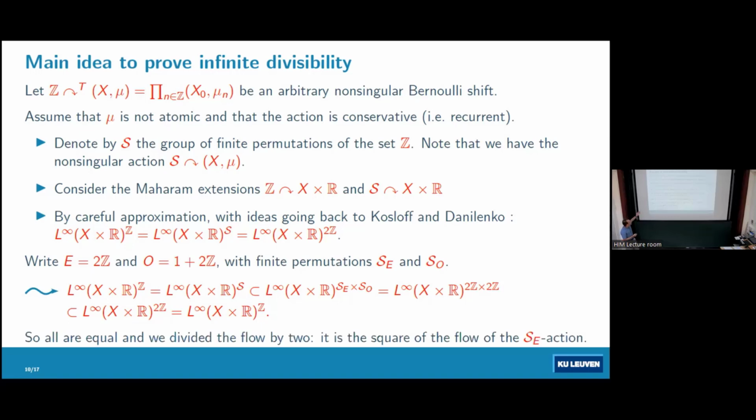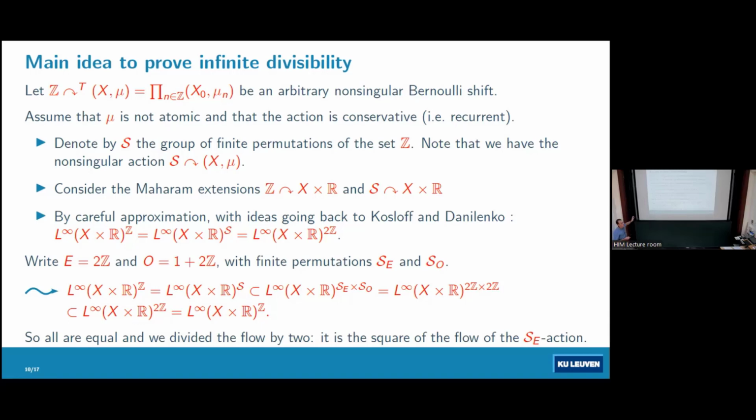So we have a whole chain of inclusions that must all be equalities, and this is essentially saying that the associated flow of the z action will be the join of the associated flow of the even part and the associated flow of the odd part. Now, because the shift by 1 under this Kakutani criterion doesn't do much, the even part and the odd part are just conjugate actions, so they have the same associated flow. So we really have divided the flow by 2.